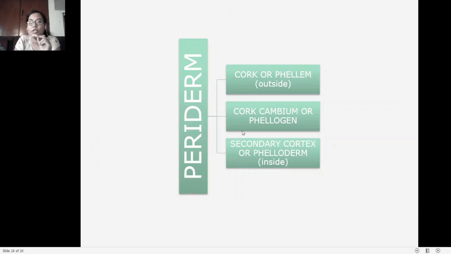See, here is a flow chart. So cork cambium or phellogen, this is the middle thing, and it can divide to give rise to cork or phellem on the outer side or periphery, and secondary cortex or phelloderm on the inner side or towards the pith, and these three structures are together called periderm.